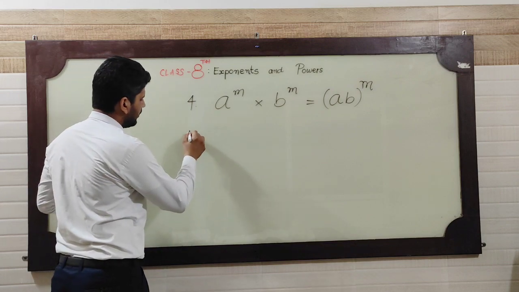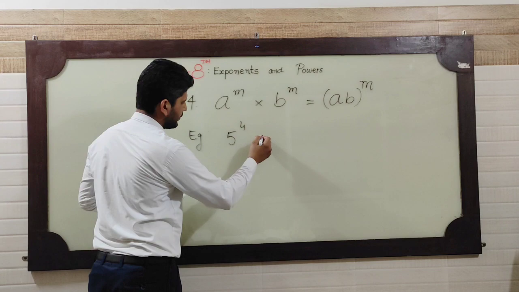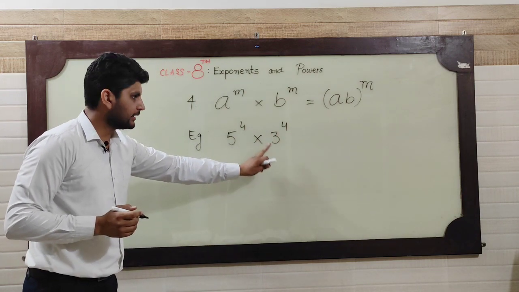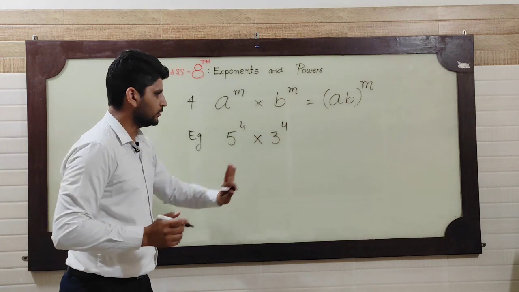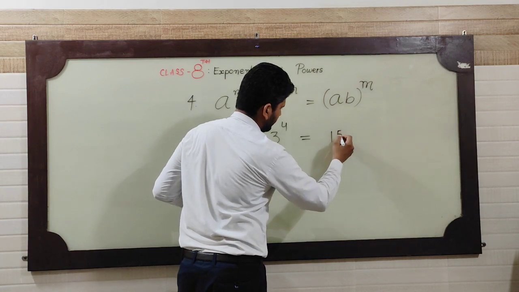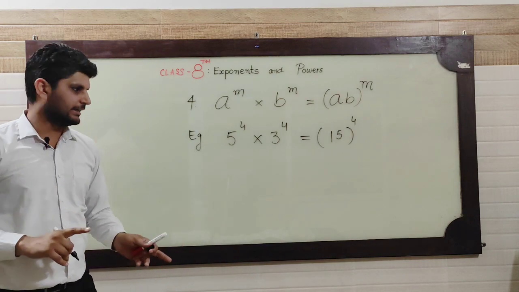Suppose we are having the same number as we took earlier, 5 power 4 into 3 power 4, right? Here bases are different, like a and b, two different numbers, and powers are same, 4 and 4. So simply we can write it this way, 5 into 3, that is 15 power 4, right? You can simply write it this way.